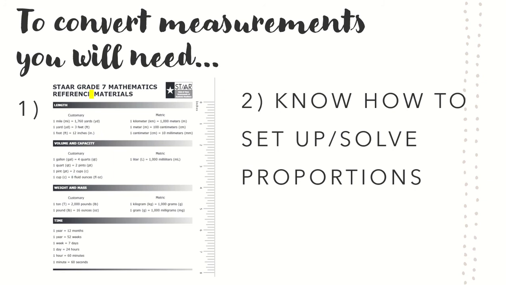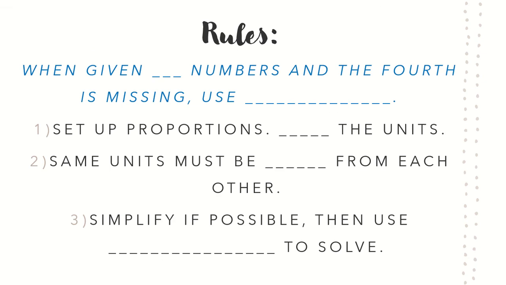So to convert measurements, we need the chart first, and the second thing is we need to know how to set up and solve proportions, and this you actually know how to do. We're just going to figure out how these two things are linked together. But you all have been good at setting up and solving proportions. The chart is really the only thing that's new here. So let's jump right in. Start with a few basic rules. A lot of these should sound familiar to you, and then we'll get to examples.